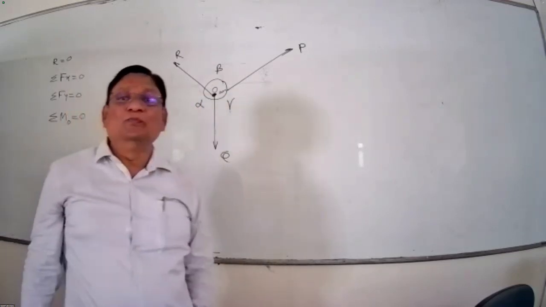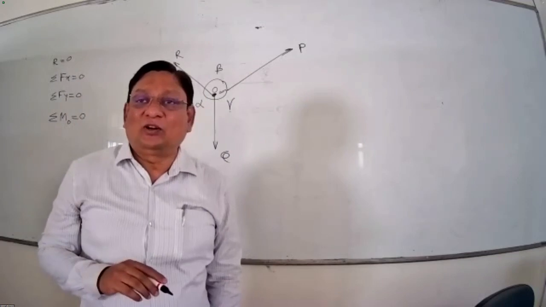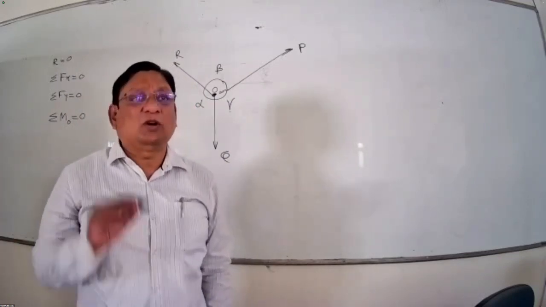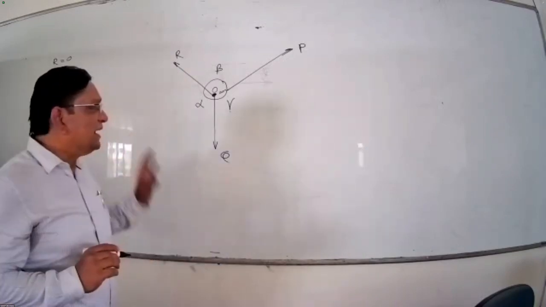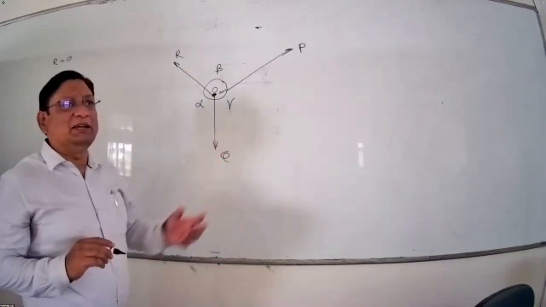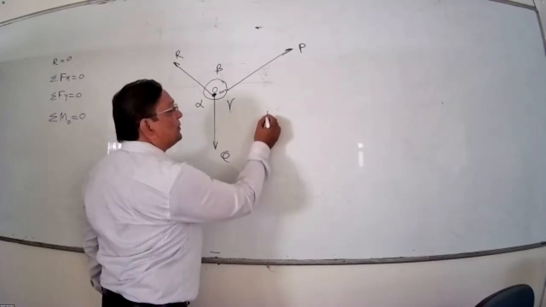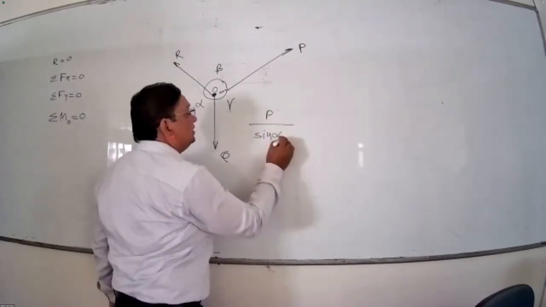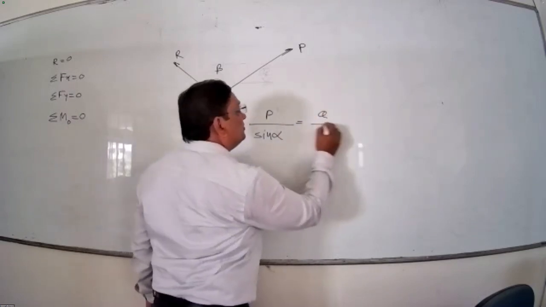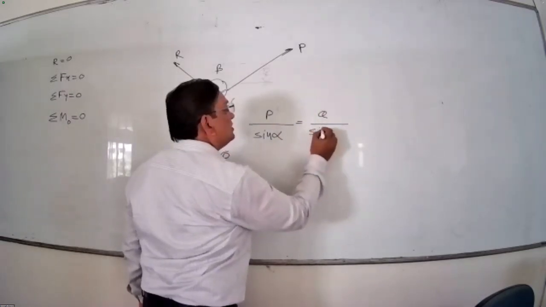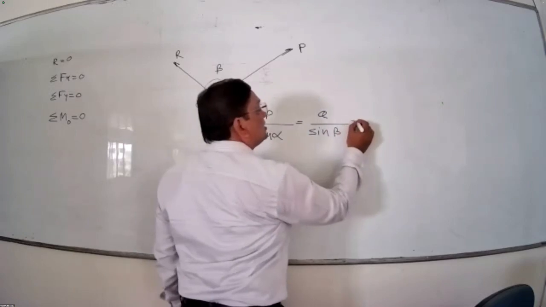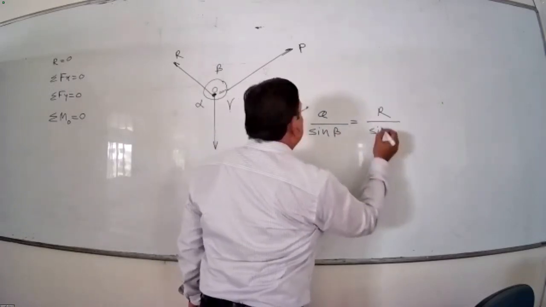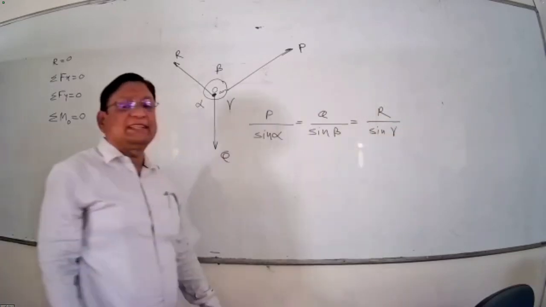Then we can apply Lami's theorem to find the relation between the different forces. First, I will write the relation; later on, we will see the statement of Lami's theorem. As per Lami's theorem, P upon sine alpha must be equal to Q upon sine of beta, must be equal to R upon sine of gamma. This is the statement of Lami's theorem.